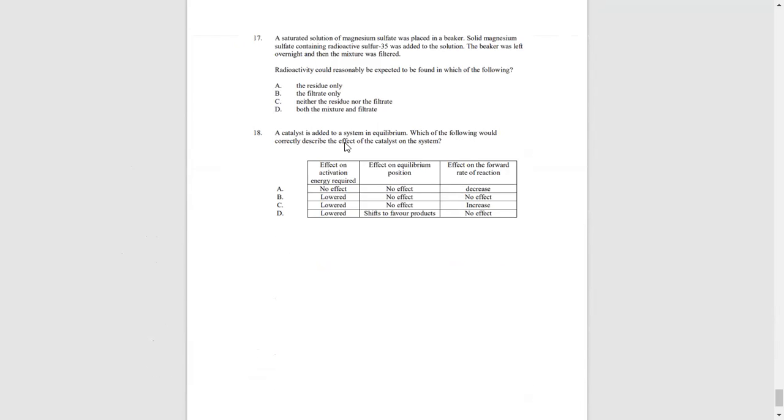Which of the following would correctly describe the effect of the catalyst on the system? Remember, very simple. A catalyst and equilibrium doesn't matter. It does not affect equilibrium. So definitely no shift. That's wrong. The key thing to remember about a catalyst is it lowers the activation energy. So that one's wrong. It has no effect on equilibrium. So it's either B or C, of course.